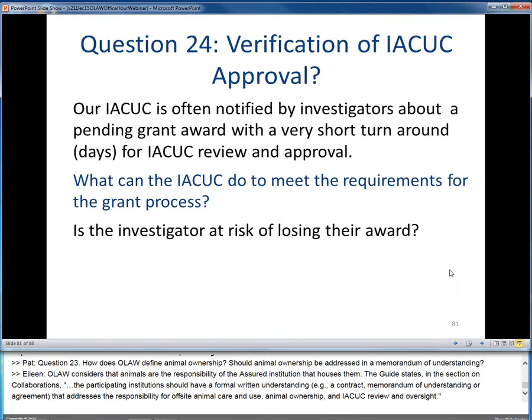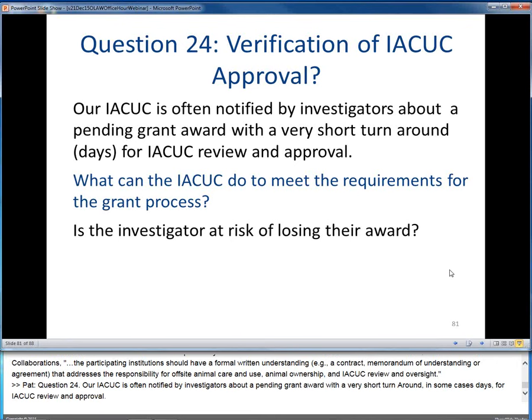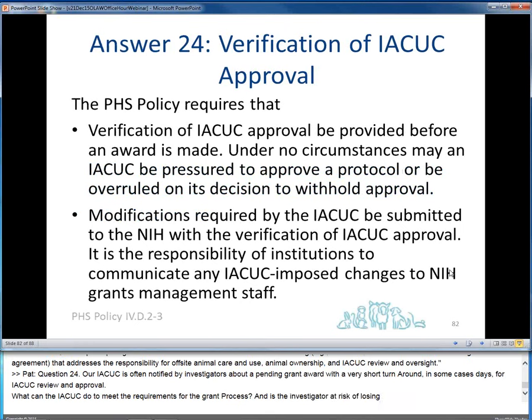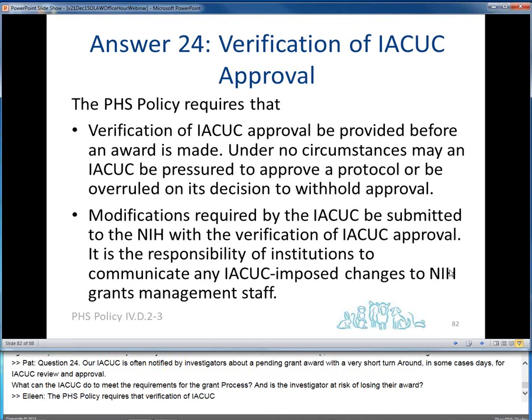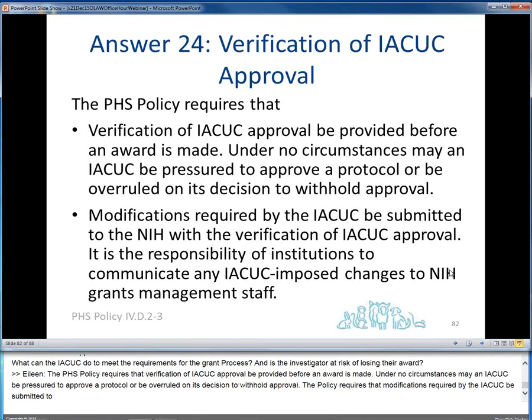Question 24. Our IACUC is often notified by investigators about a pending grant award with a very short turnaround, in some cases days, for IACUC review and approval. What can the IACUC do to meet the requirements for the grant process, and is the investigator at risk of losing their award? The PHS policy requires that verification of IACUC approval be provided before an award is made. Under no circumstances may an IACUC be pressured to approve a protocol or be overruled on its decision to withhold approval. The policy requires that modifications required by the IACUC be submitted to the NIH with the verification of IACUC approval. It is the responsibility of institutions to communicate any IACUC imposed changes to NIH grants management staff.